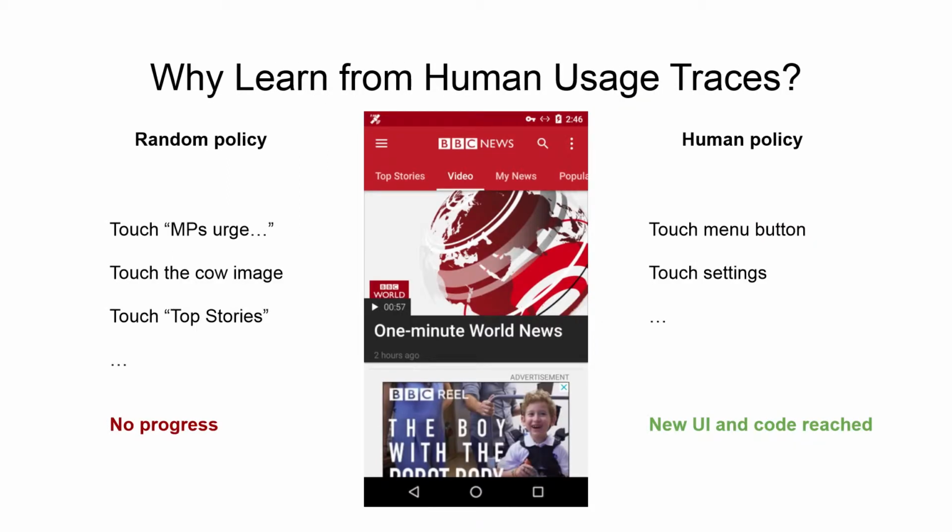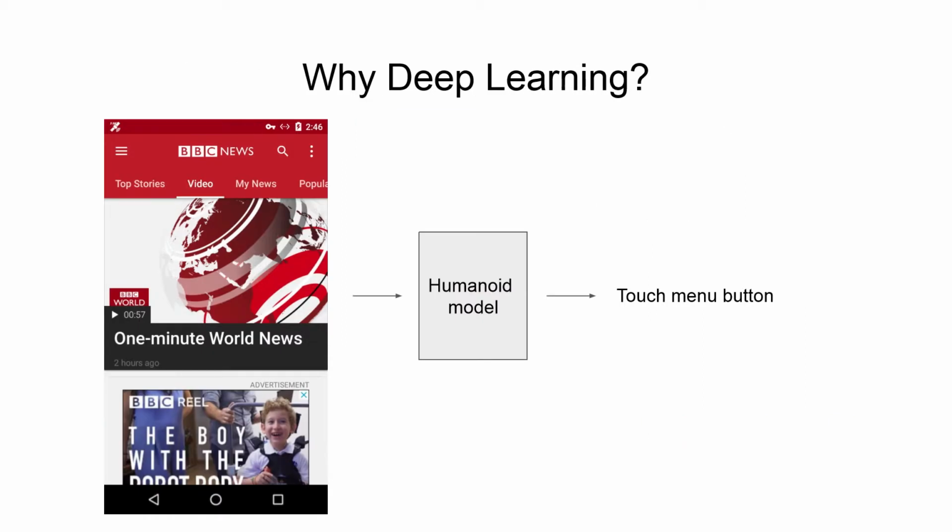Why do we need to learn from human traces? Most existing test input generators apply heuristic random strategy to generate input events. The heuristic random strategies tend to fail in choosing the most efficient path. In contrast, a human knows where to click and what to input, which would probably lead to more coverage in less time. Why do we use deep learning?